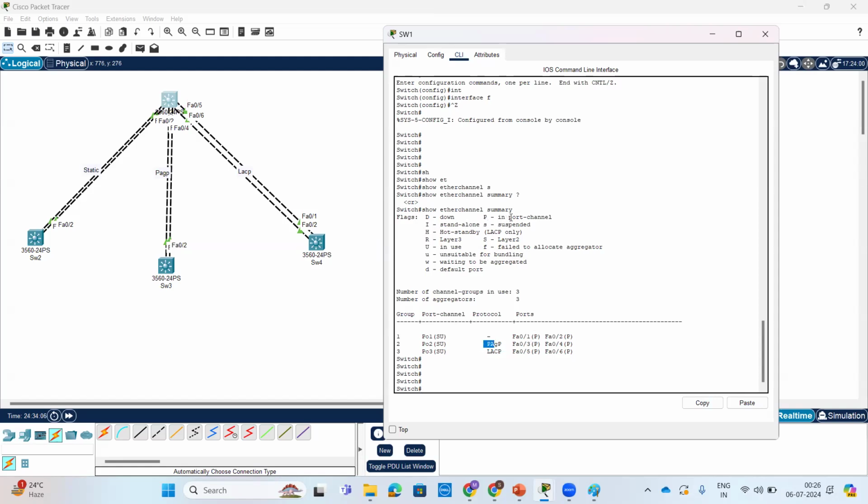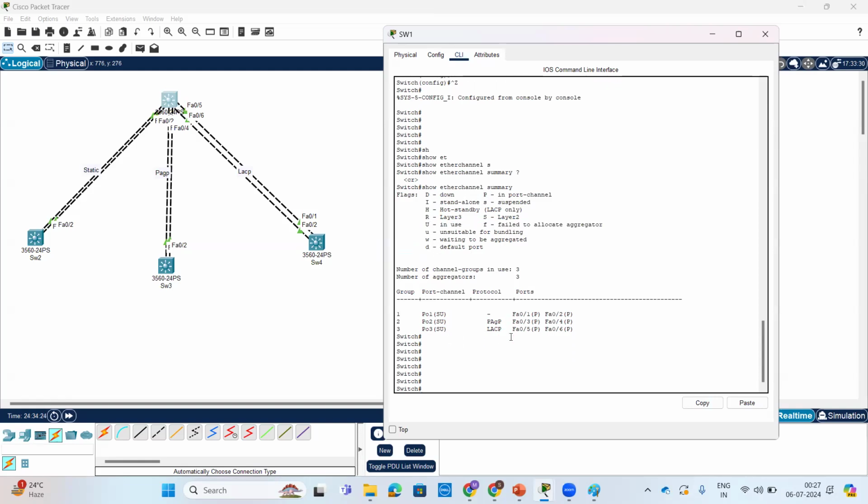Here P means in port channel. SU: here U means in use and S means layer 2. In use, layer 2.